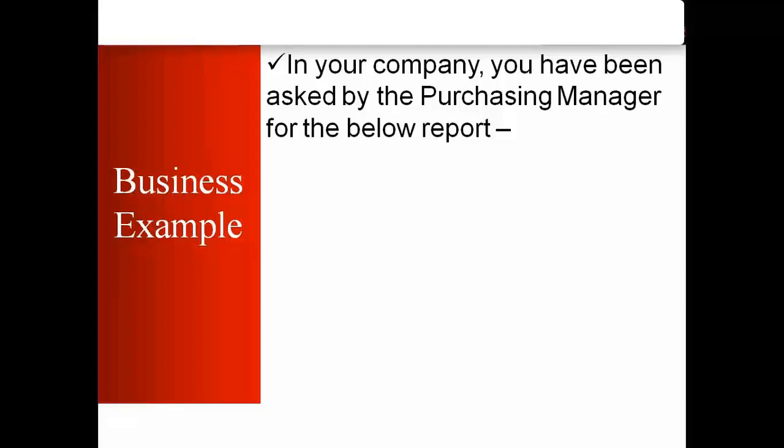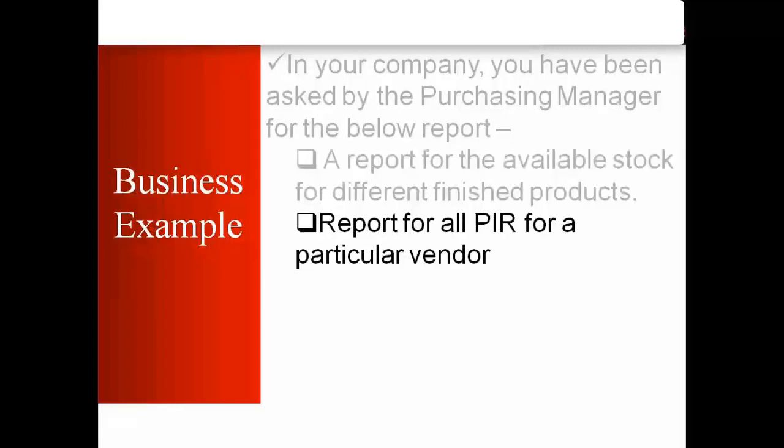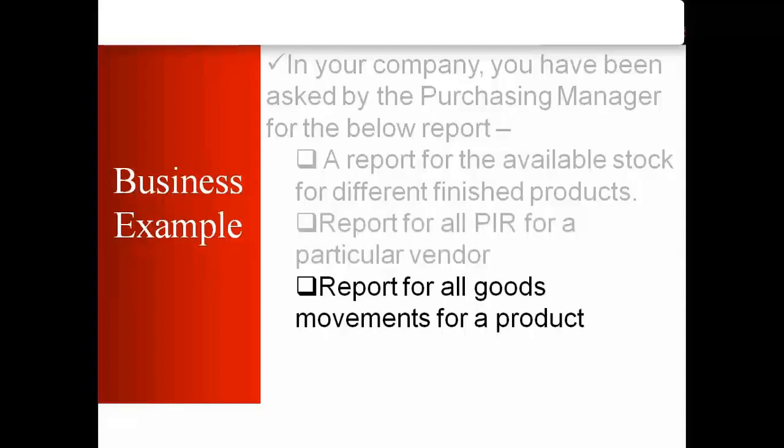The manager wants to see what available stock we have in the warehouse for all the finished products. Not only finished products, it can be all the stock they want to see in a report: raw materials, semi-finished goods, trading goods, non-valuated products. Another example can be reports for all the PIRs for a particular vendor. They want a report for that vendor for all the purchase orders that we created or all the PIR records that we have in the system.